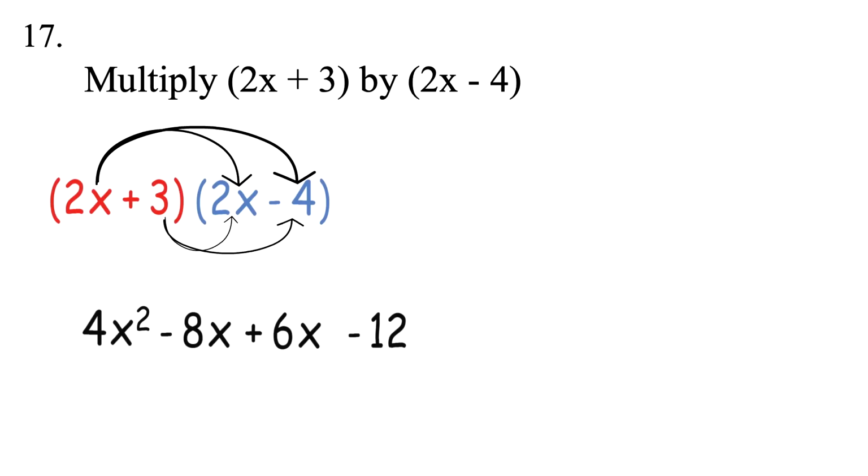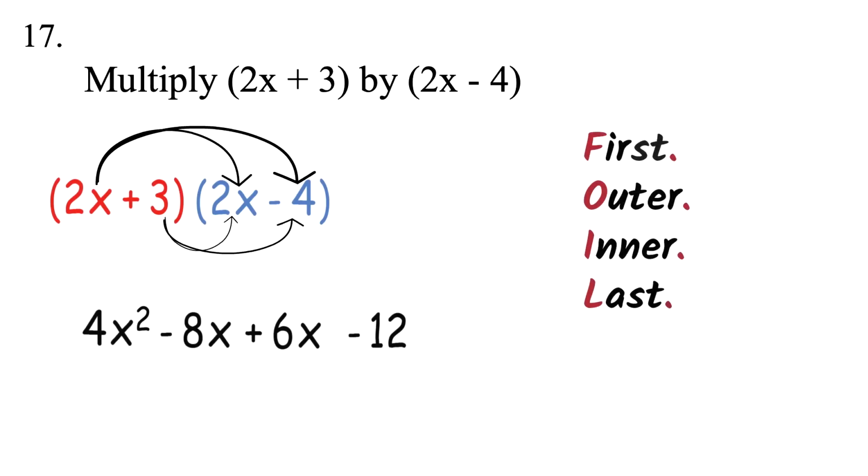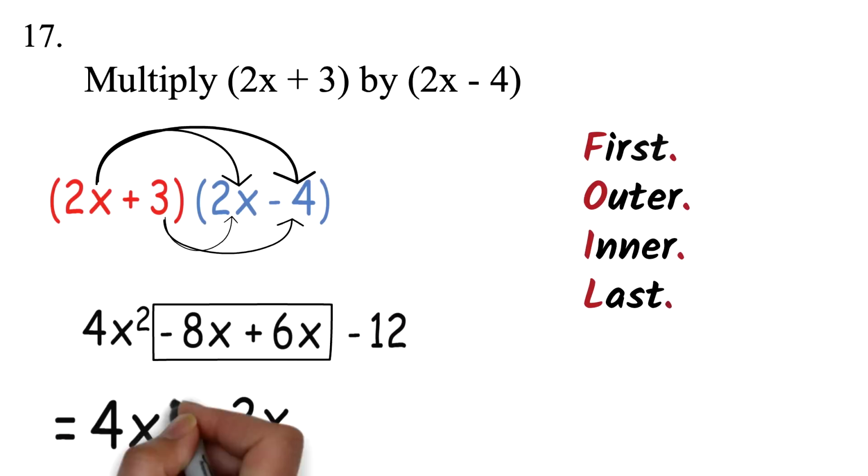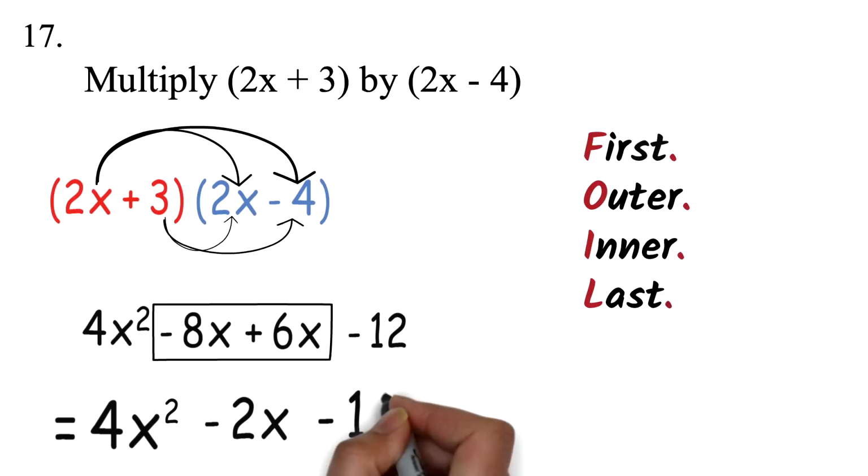Please note that the method we used is what is commonly known as the FOIL method. I'm personally not a fan of most acronyms in math. They bring little benefits and can actually cause you to get questions wrong. Next, we check if there are like terms we can add or subtract. We can add negative 8x and 6x to get negative 2x. So our final answer is 4x squared minus 2x minus 12.